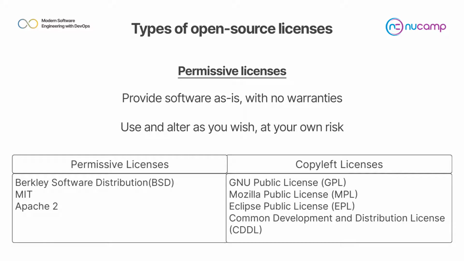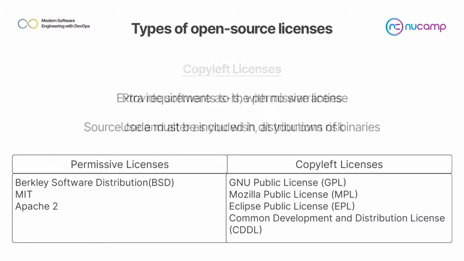Permissive licenses provide software as is, with no warranties. Permissive licenses allow you to do whatever you want with the code, and use the code at your own risk. They generally acknowledge the author and contributors somewhere in the code repository. Some examples of permissive licenses include the Berkeley Software Distribution License, the MIT license, and the Apache 2 license.